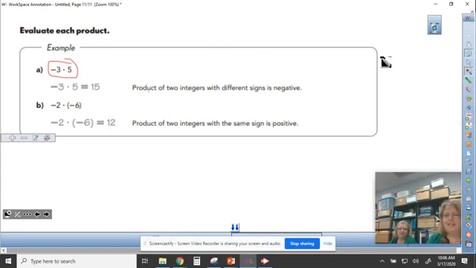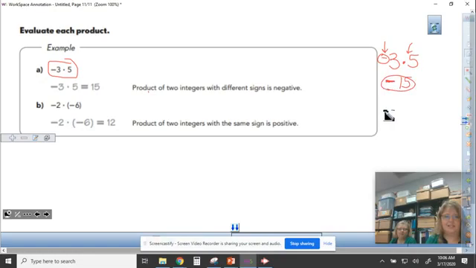And so when I have that negative 3 times 5, first of all, I'm not going to worry about the multiplying at all. I'm just worrying about the signs. I see a negative 3 and this 5 is positive. If the signs are different when we're multiplying, then the answer will be a negative answer. And then I multiply like normal. 3 times 5 is 15. I end up with a negative 15 final answer.